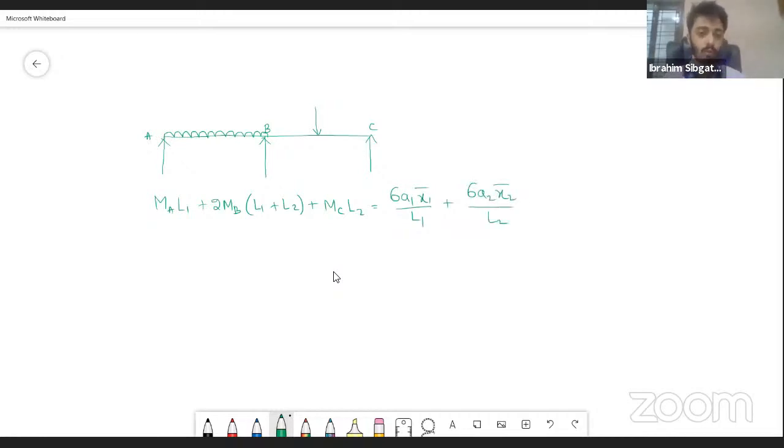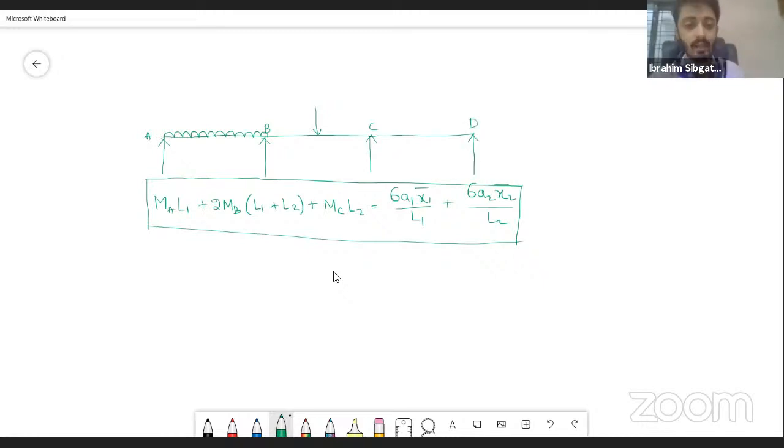This is the formula that we have to use whenever we are calculating the support moments of three supports. Let's say we got a problem that has one more support, D. In this case, what is the solution? What are we going to do? The solution is very simple.